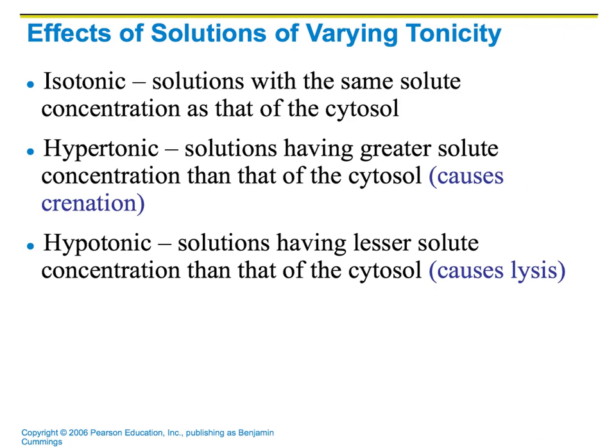These were terms you have to know. Isotonic is self-explanatory, but mainly you have to distinguish hypertonic, which will cause a cell to shrink or crenate, and hypotonic, which will cause a cell to swell and potentially burst or lyse.